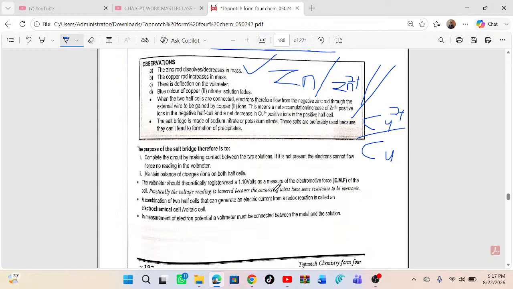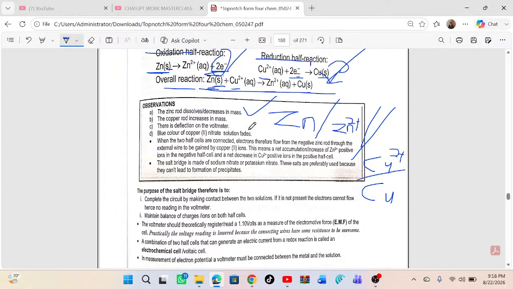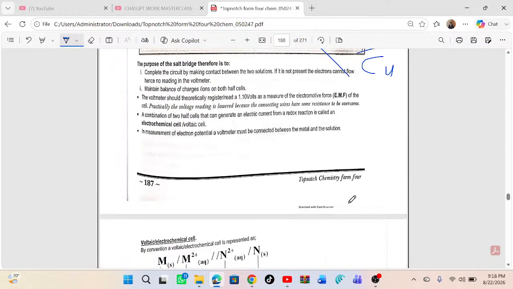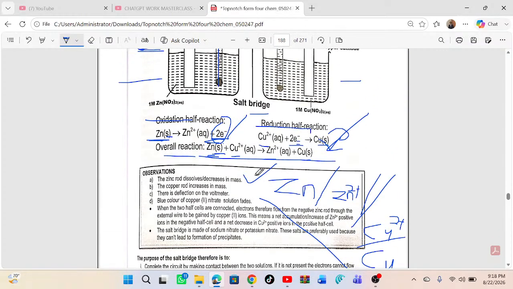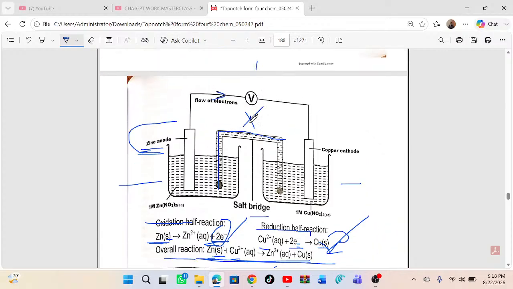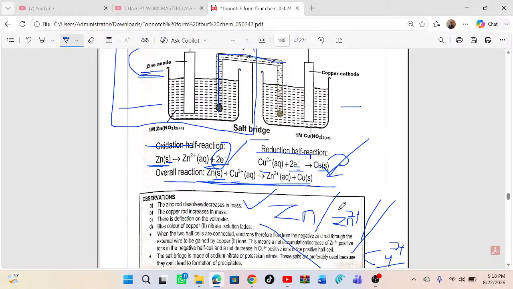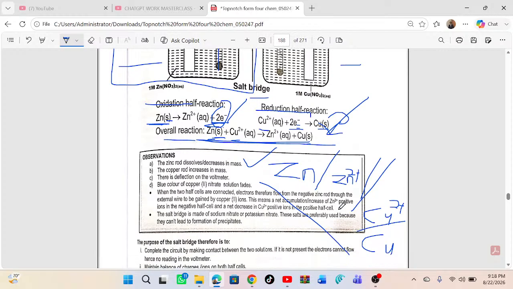The next thing they can ask you is the purpose of the salt bridge. Number 1 is to complete the circuit. Number 2 is to maintain the balance of charges. Number 3, they can ask you to write the cell convention or cell representation. Always it is just as you wrote it in the equation. It's only that when we write the cell convention, you finish one side first. You start with this side, then finish this side first of all. So you start with solid zinc, followed by zinc ion, followed by copper ion, followed by solid copper.